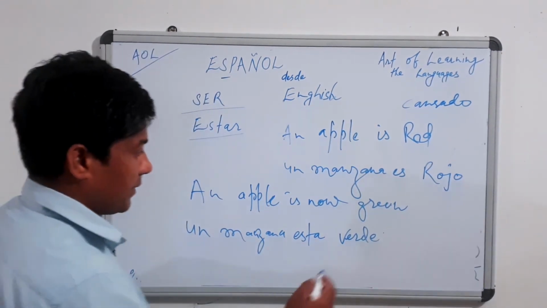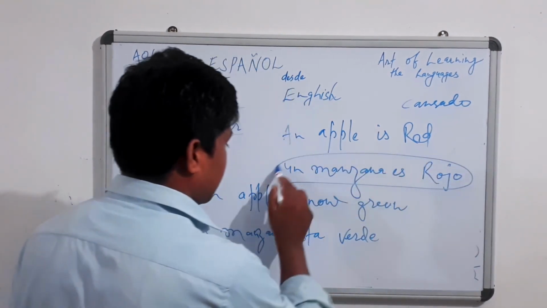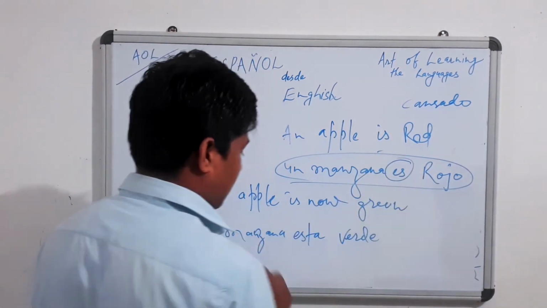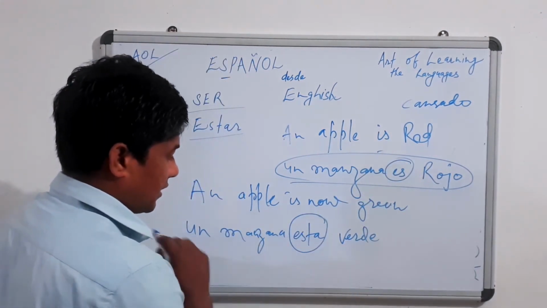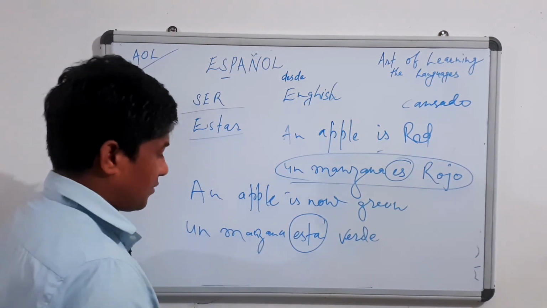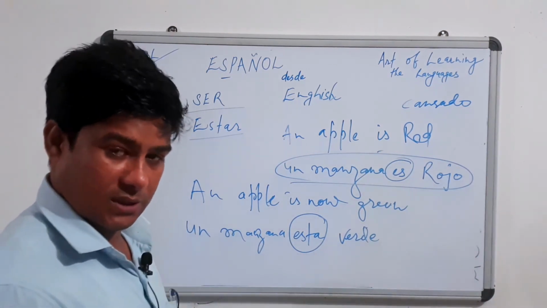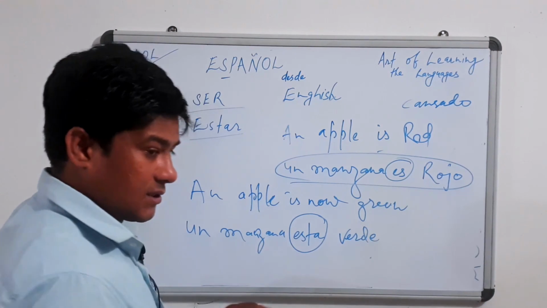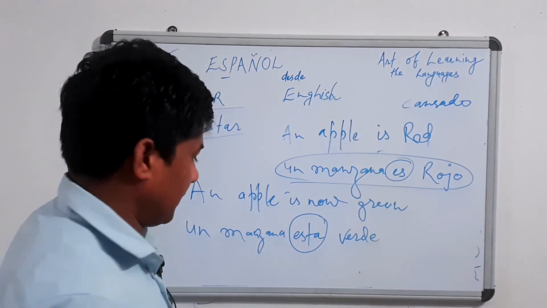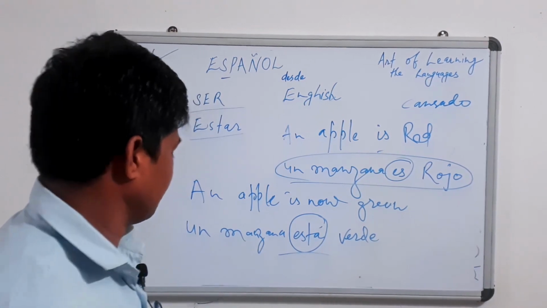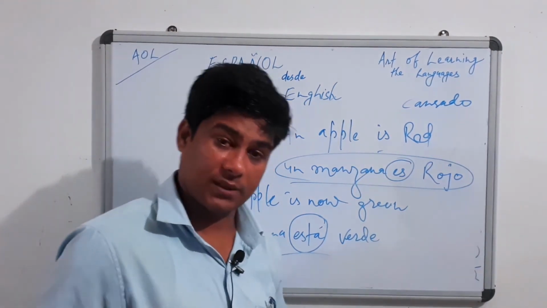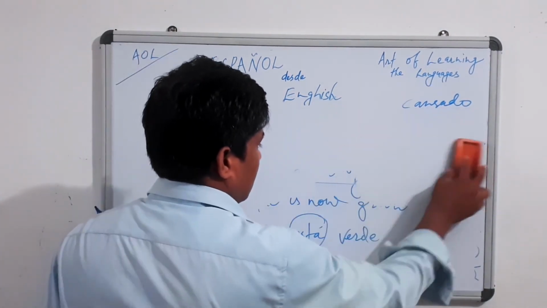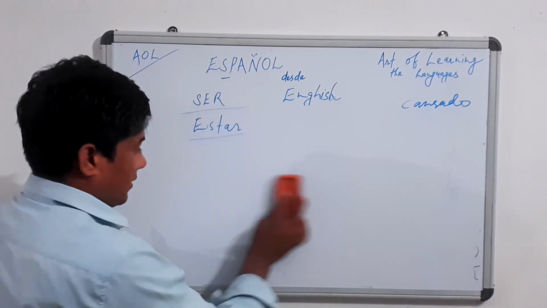So when it completely matures and it cannot be changed, we will say that it is in the ser form. Now the condition of this apple could change after some time. It has the quality to change, so the condition could be changed. Condition is not permanent, it is temporary. So we use está. Una manzana está verde. That means green. So what is ser and estar? I hope you have understood all the facts very clearly.